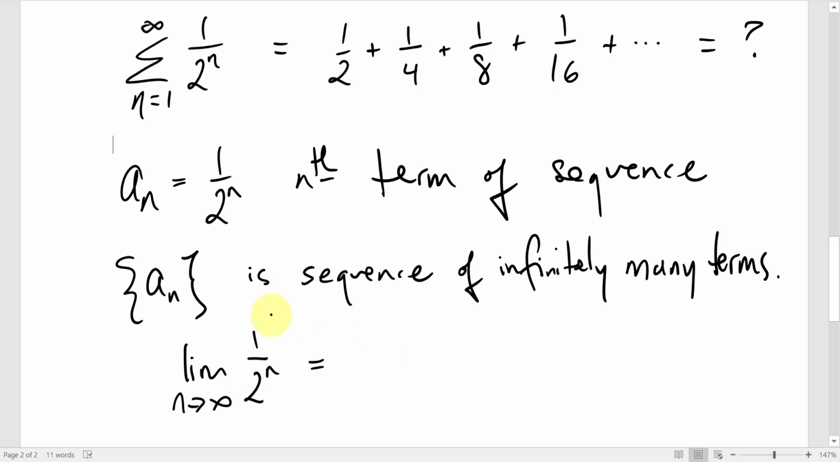well, the top is constant 1, the bottom gets bigger and bigger. This is a determinate form. It's something that we can just use as a kind of a given. It's already established that this is 0.